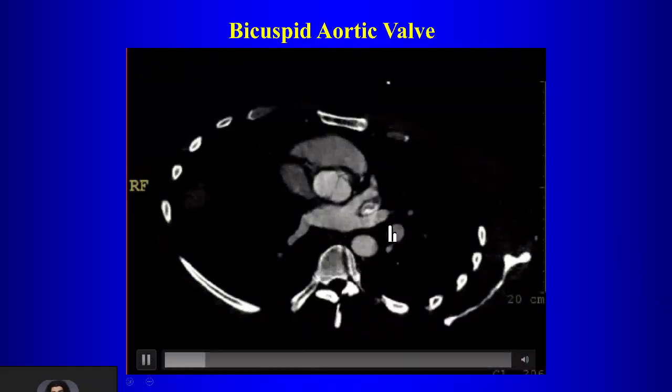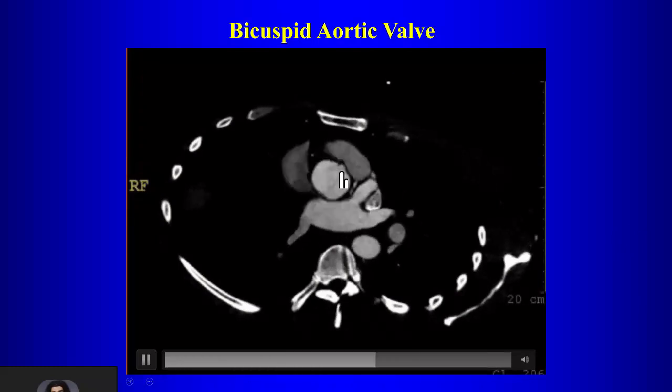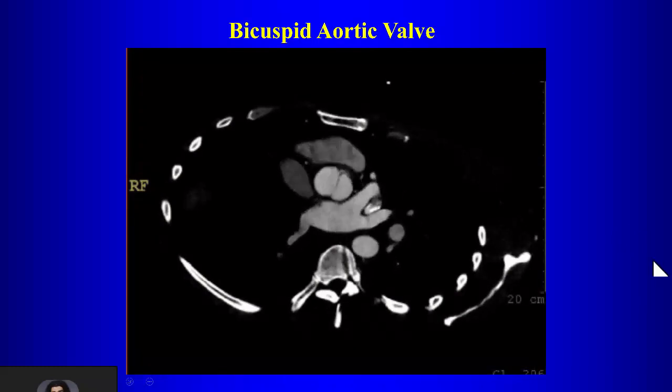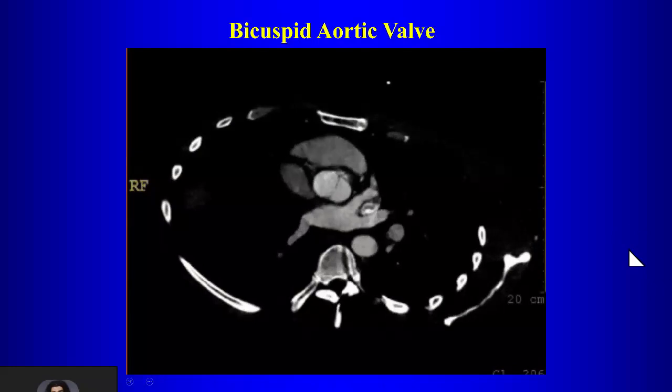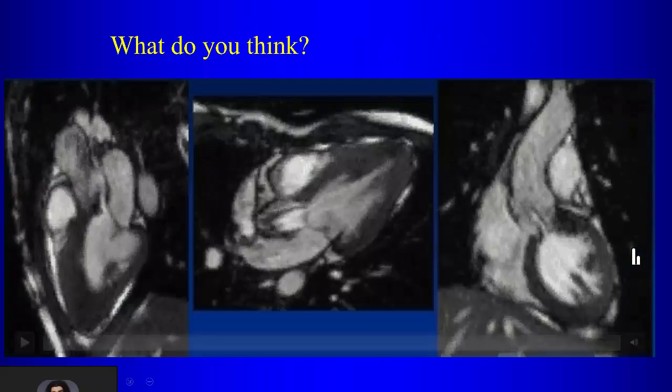Okay. Here's a bicuspid valve on CT. This one doesn't have much aortic stenosis. There isn't any really here, but the morphology is of a bicuspid valve. Okay. Pure bicuspid valve in that case.